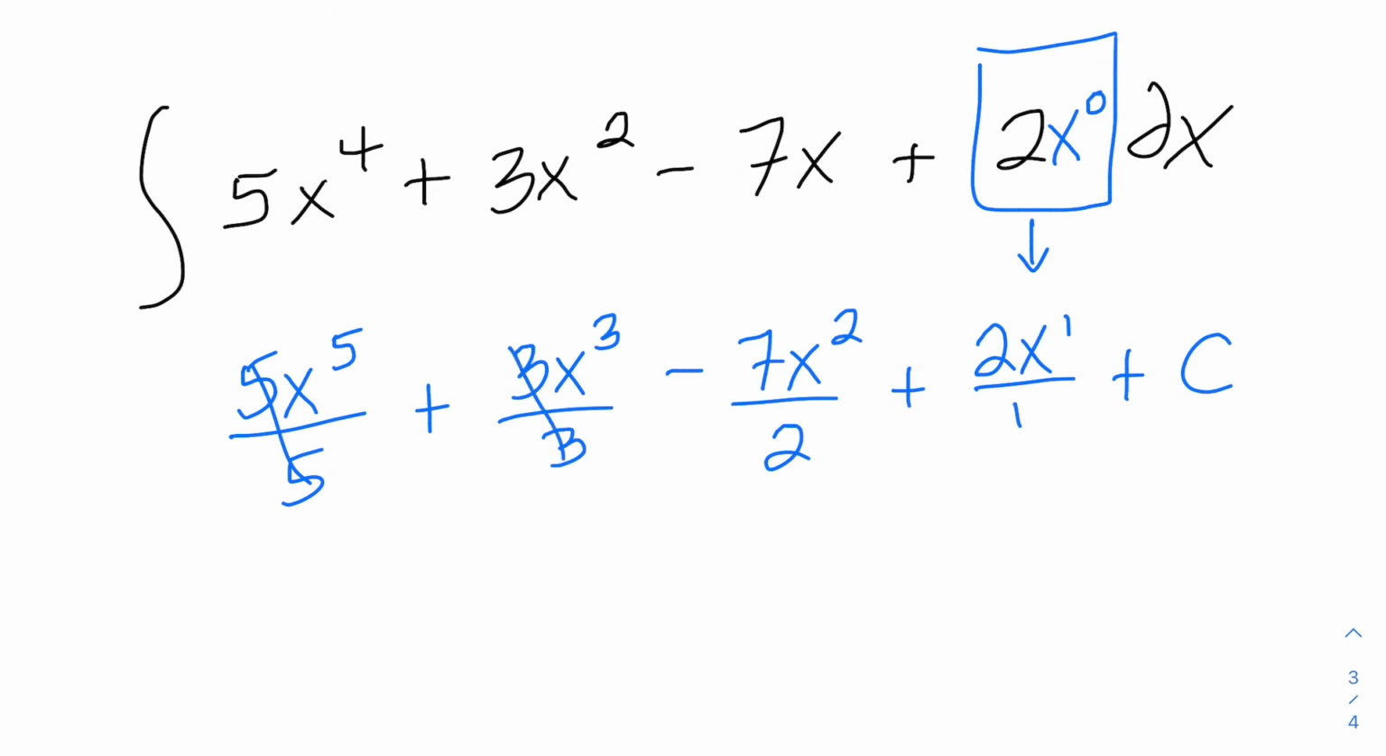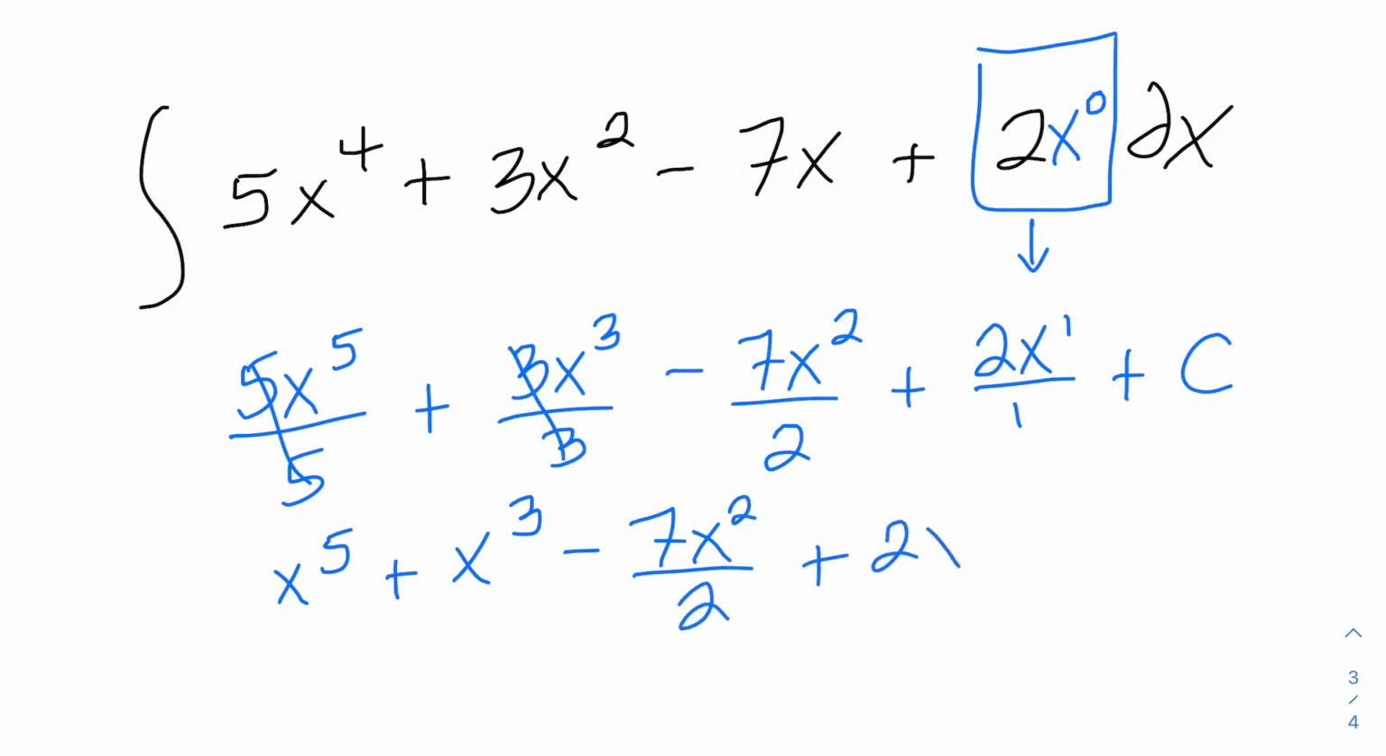A lot of things here are going to cancel out or simplify. So this would be written as x to the 5th plus x cubed minus 7x squared over 2 plus 2x plus c.